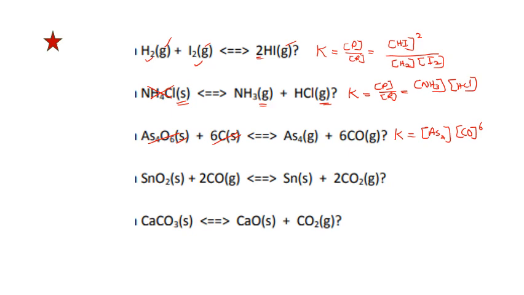Next one also the same way, solid, I don't need it, solid, I don't need it. So K equals concentration of CO2 to the power 2 because I have a coefficient 2 here, and CO to the power 2. And in the next case, solid, I don't need it, solid, I don't need it for the K expression. So K equals concentration of CO2 and no coefficient. All are balanced equations, right? All right.